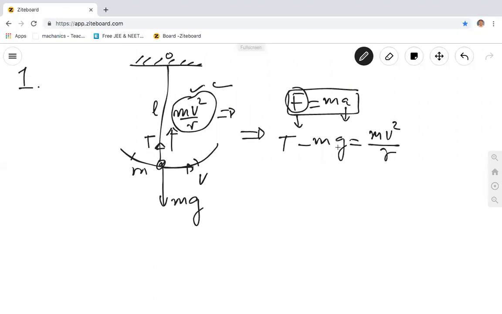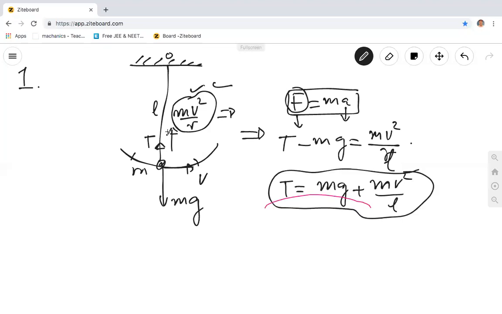Right? R is L here. Don't write on the board. Why do you write on the board? It is a very bad thing. So, what is tension here? That's mg plus mv square by L. That is the answer for the tension.